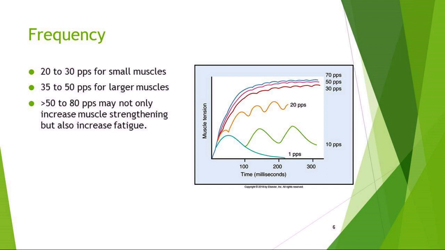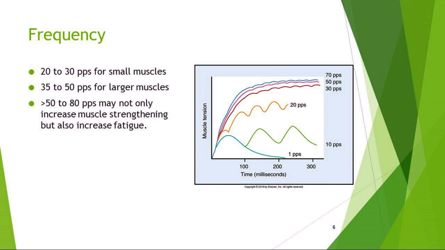A lot of our muscle stim applications were in that 35 to 50 range. 50 to 80 may not only increase muscle strengthening, but also increase fatigue. So the 35 to 50 pulses per second is the sweet spot for larger muscles. If we're going smaller muscles, we're going a little bit lower on the frequency, because it's not going to take as much frequency to get to tetany in a smaller muscle with fewer motor units.